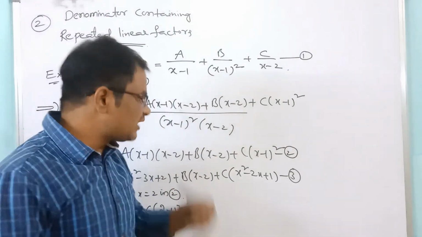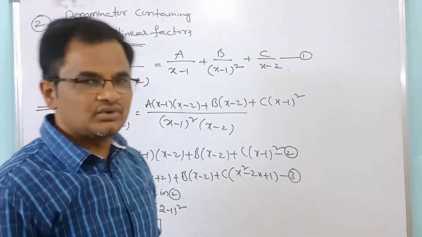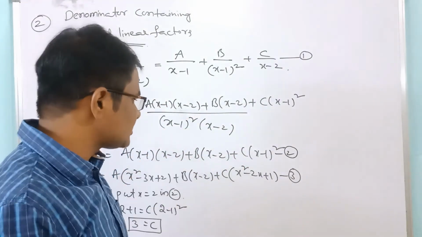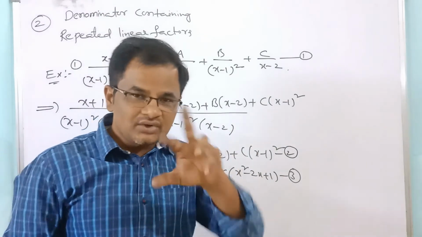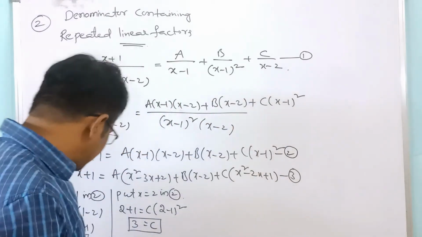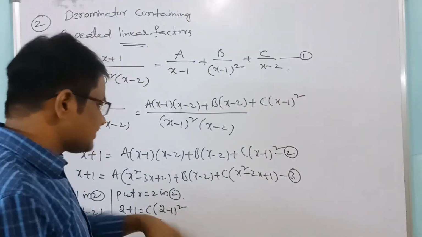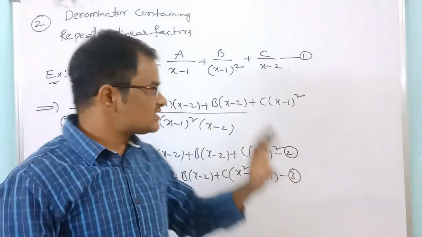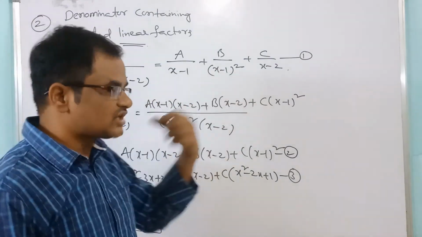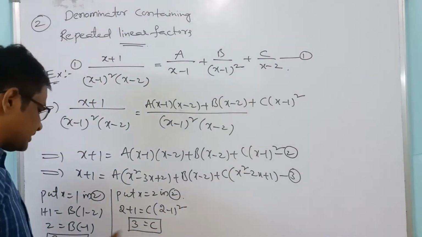Next, one more, what do we have to do? There are only two substitutions. For getting the third, we have to compare the coefficients. For getting b and c also we can compare, but compared to that, substitution is easy. So that's why first we substituted. What are the substitutions? 1 and 2, you substituted and you are getting the b and c values.